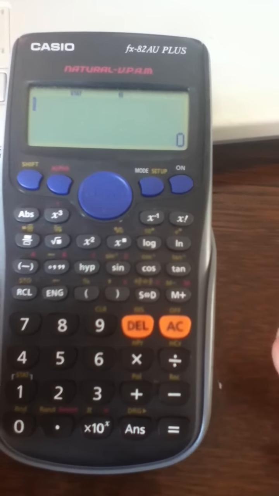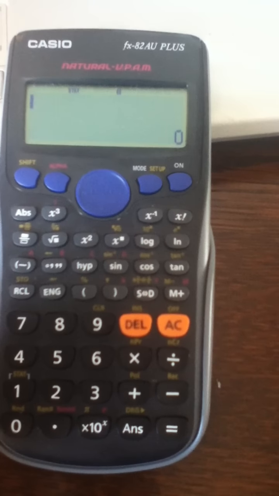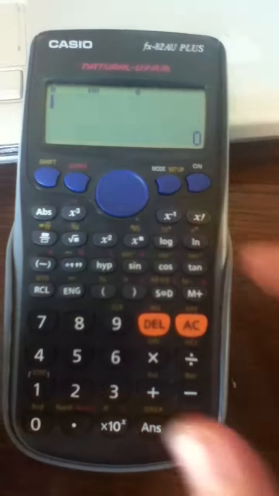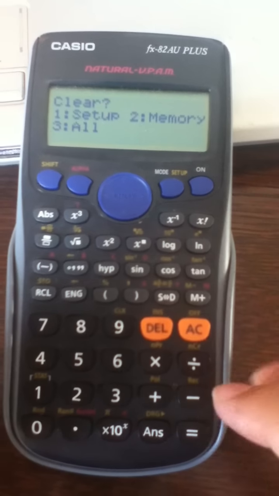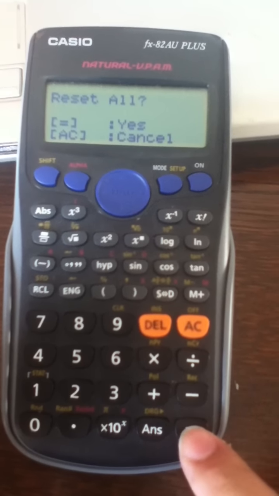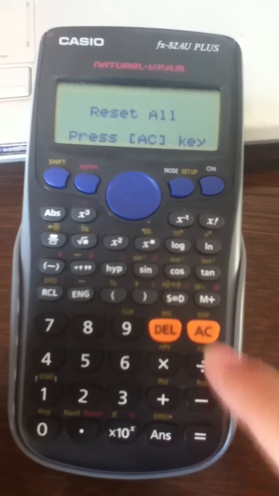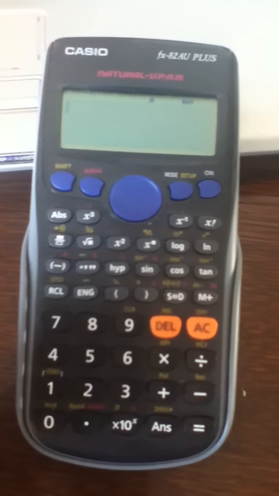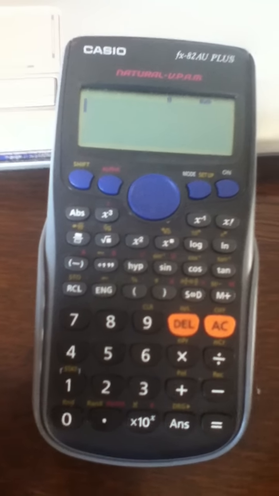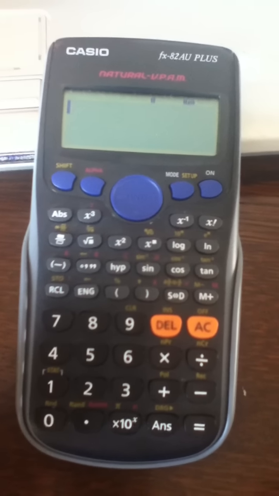Now, once you finish this question and you're doing another question, it's important to clear your memory. So what you do is you go SHIFT 9, then 3, and then you press equals, yes, and you press AC. And then you can begin a new question. Otherwise, you'll be using the previous data in your next question.